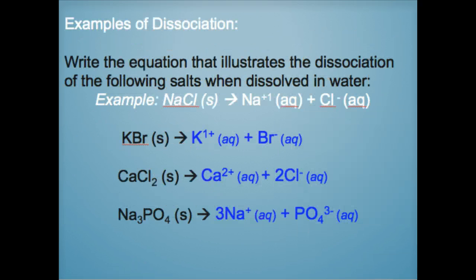So lastly, I'd like you to write down these three equations. We're going to discuss them in class tomorrow. What they show you is what happens to each of these ionic compounds, or salts, when they are placed into water. They separate out into their positive and negative ions, and we just have to balance so that we have the correct number of each. So copy those down, then you are done.